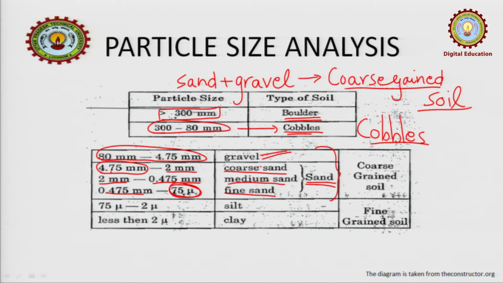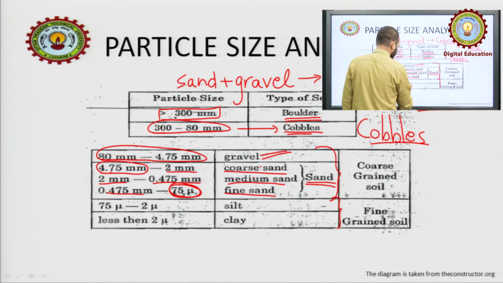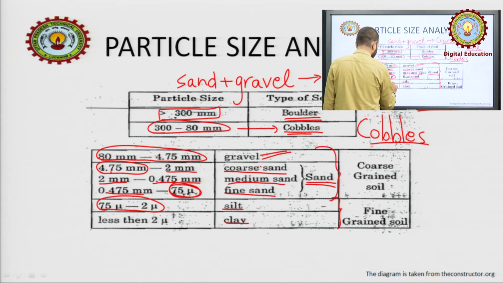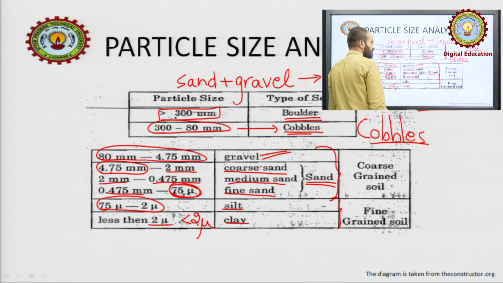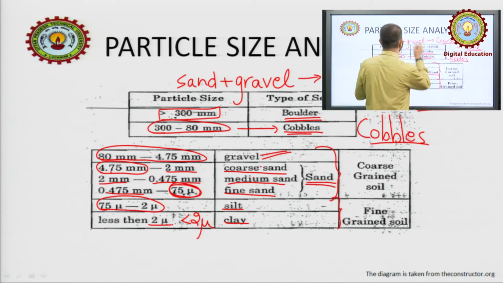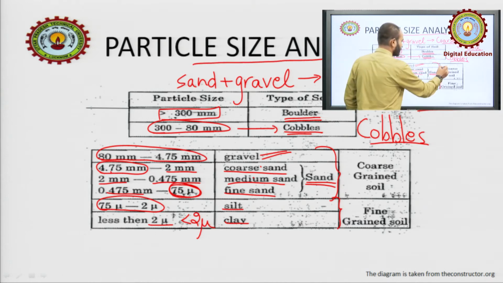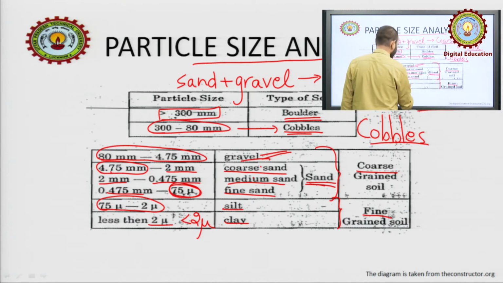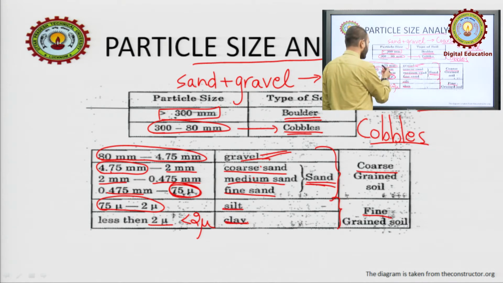Then we come to the fine grained soil. It again has two bifurcations, silt and clay. Silt will be from 75 micron to 2 micron, and below that, less than 2 micron, this will be clay. So, this is the general bifurcation according to the particle size. There are coarse grained and fine grained soils. Inside coarse grained there is gravel and sand, and inside fine grained there is silt and clay. All have their accordingly size. From 80 mm to less than 2 micron, we have classified the particles.